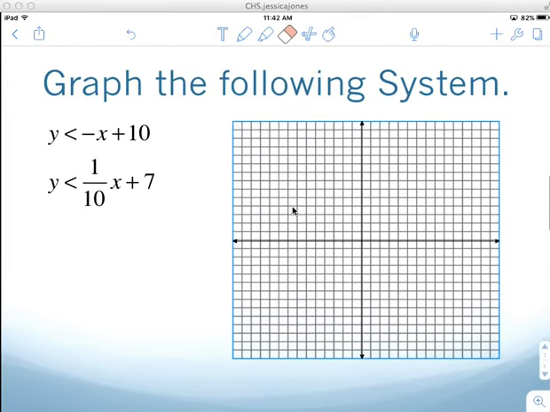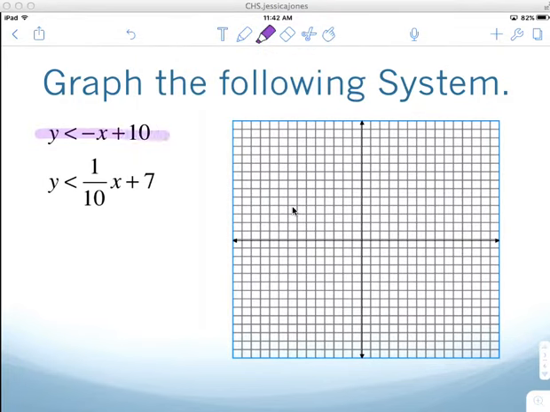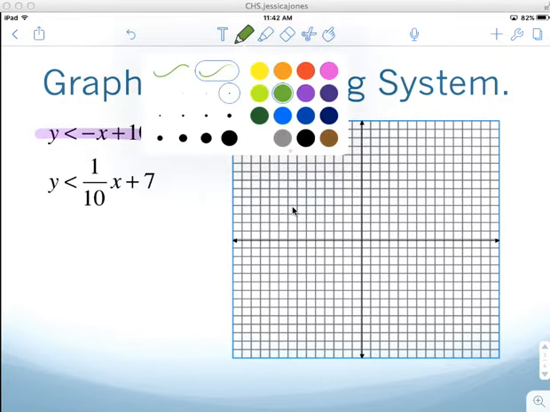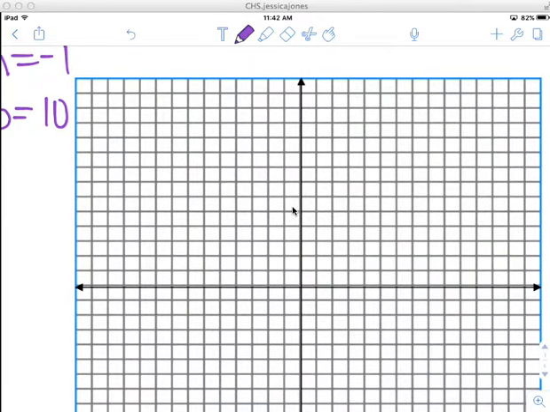On our next example, I'm going to start by graphing y is less than negative x plus 10. So my y-intercept is 10 here. My slope is negative 1. So we're going to start at 10. And I go down 1, right 1, or up 1, left 1 to keep a negative slope. And we're going to take it all the way across.